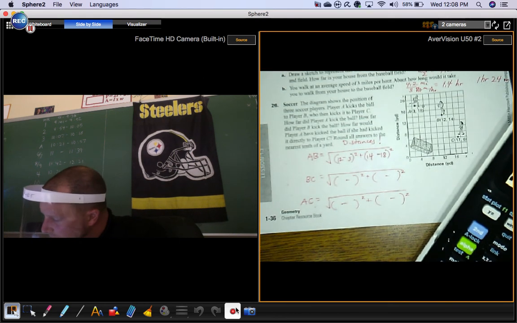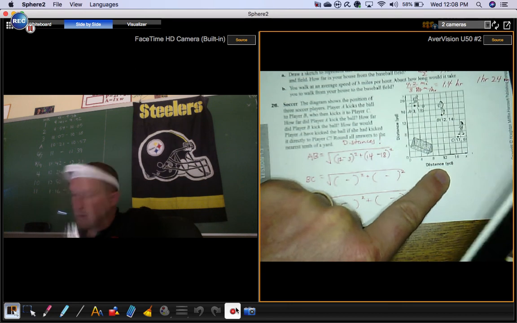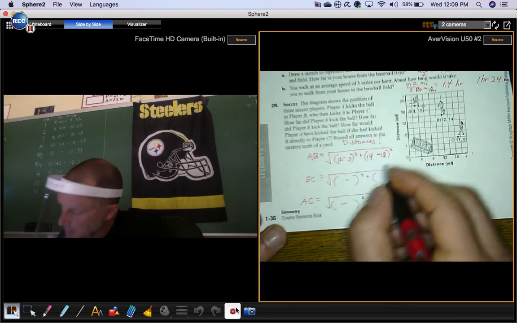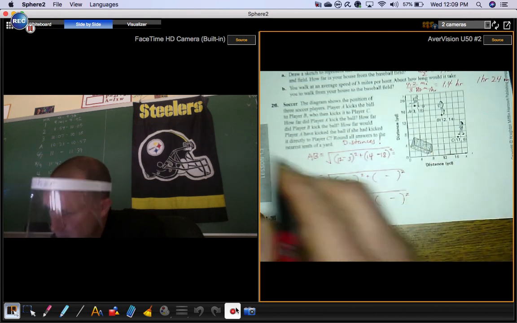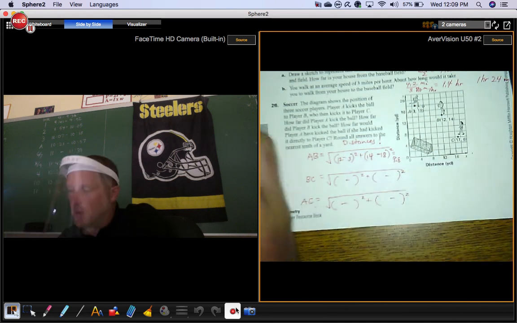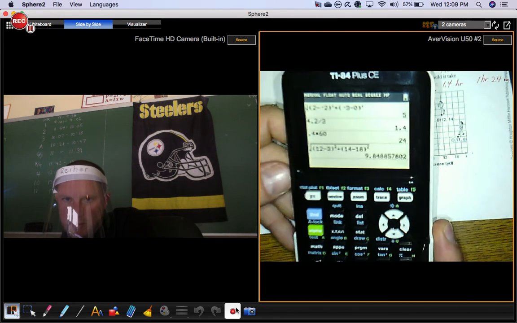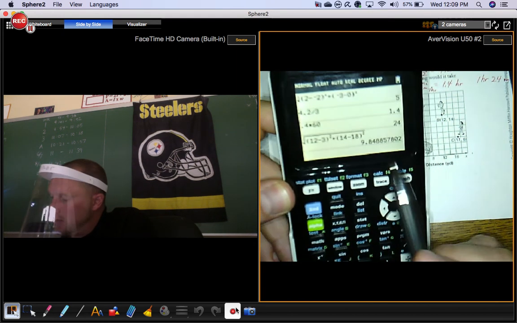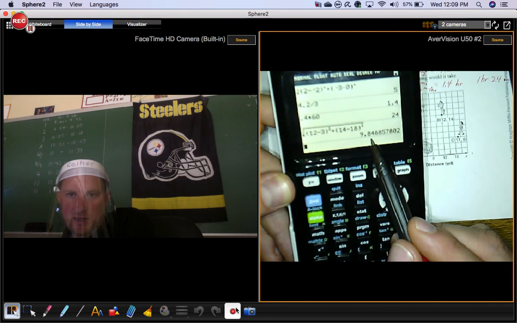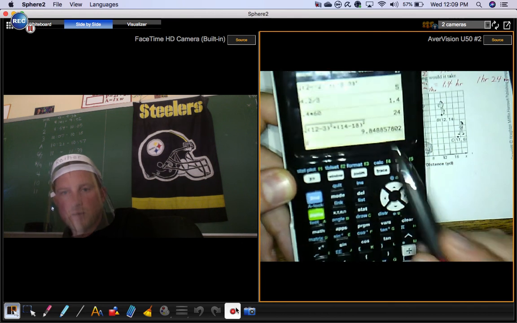It says distance in yards. Okay. So this would be how far player A kicked the ball to player B. 9. It would be 9.8 if we're rounding to the nearest tenth. If we're rounding to the nearest hundredth, we would actually take that 84 and make it an 85, because that third digit is 5 or bigger.